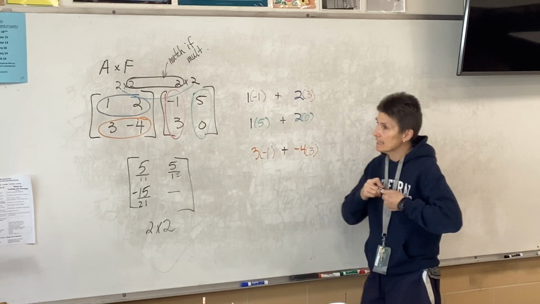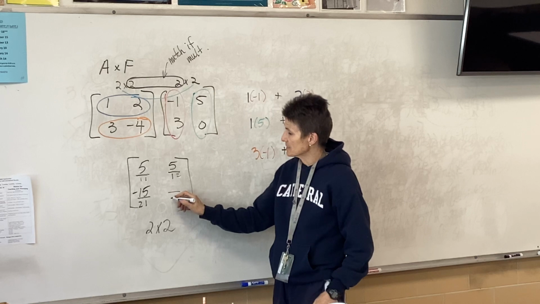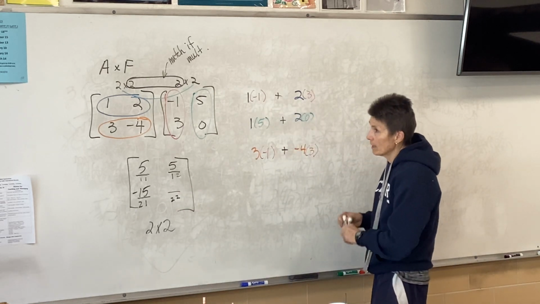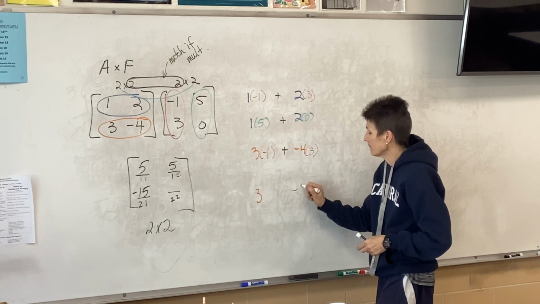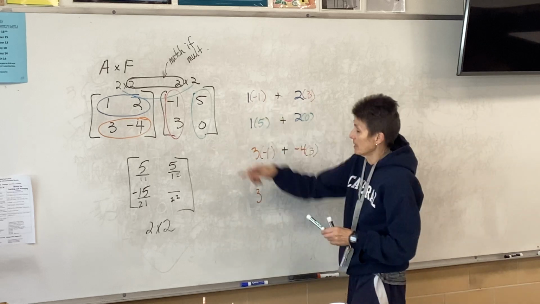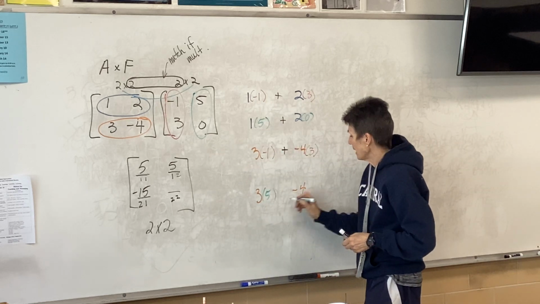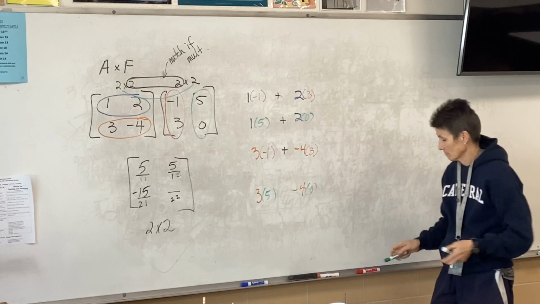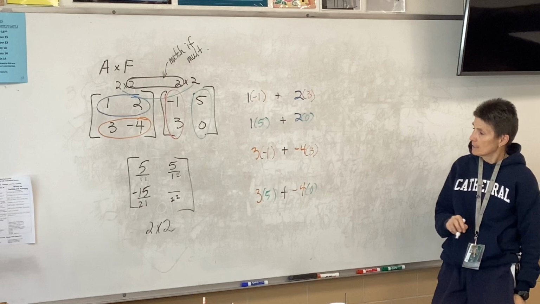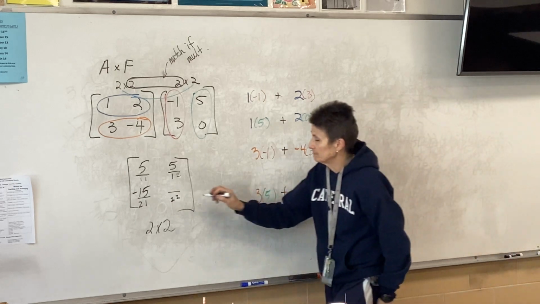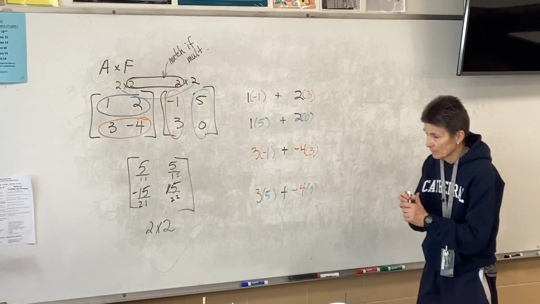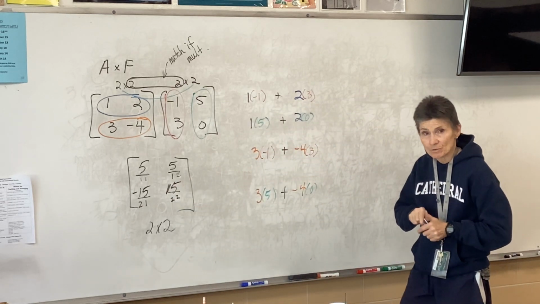And then finally, this is in the second row, second column. So I'm going to take my second row numbers, so 3, -4, and then my second column numbers, 5, 0. I'm going to multiply each pair and add them up, and I get 15. And that is the answer to the question.